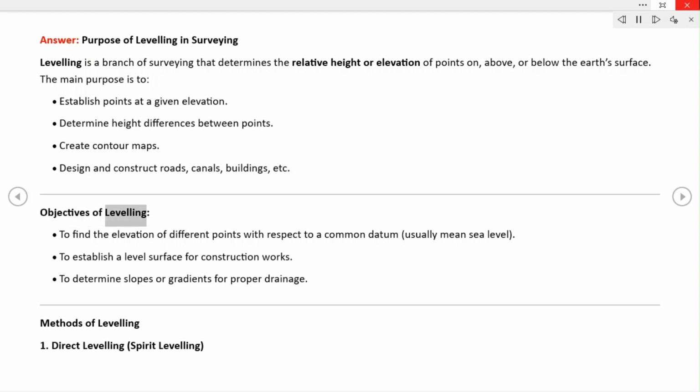Objectives of leveling: to find the elevation of different points with respect to a common datum, usually mean sea level. To establish a level surface for construction works. To determine slopes or gradients for proper drainage. Methods of leveling. 1. Direct leveling, spirit leveling.